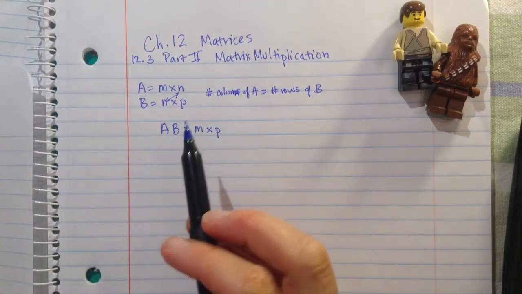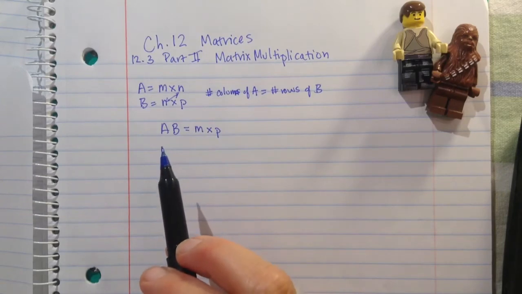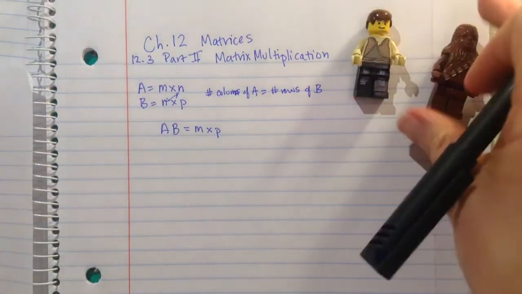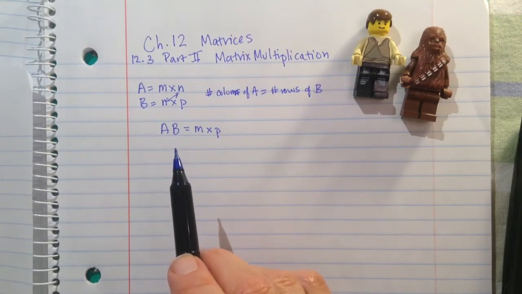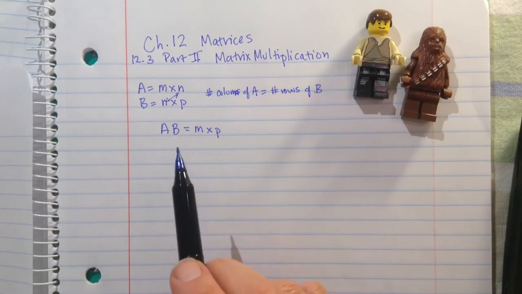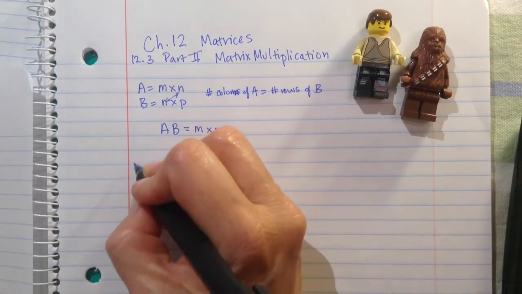And the other thing that's really important is that matrix multiplication is not commutative. So most of the time if we can do A times B, we cannot do B times A unless they're like square matrices. So it usually only works one way. All right, let's do an example.